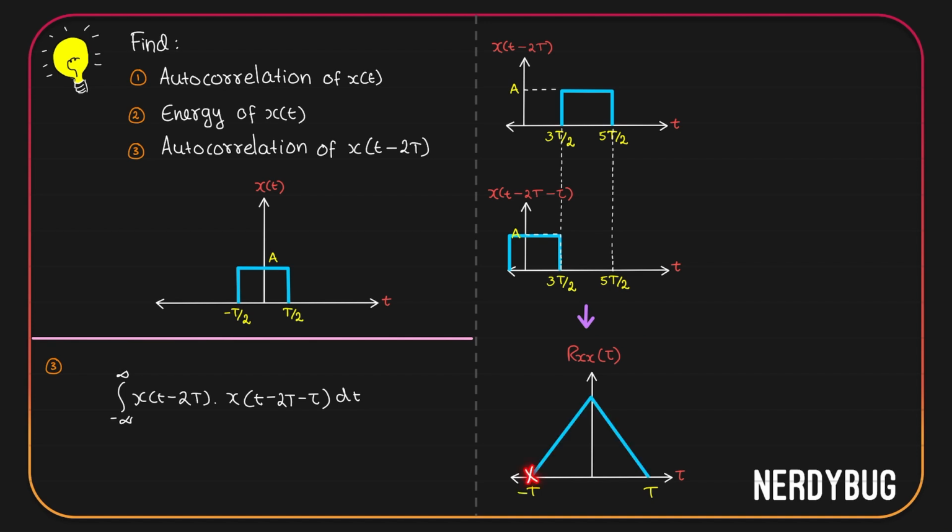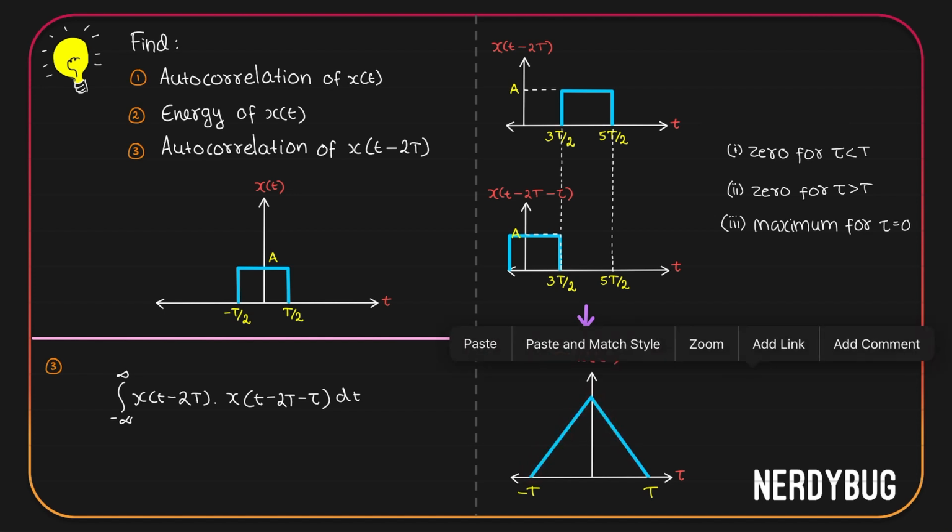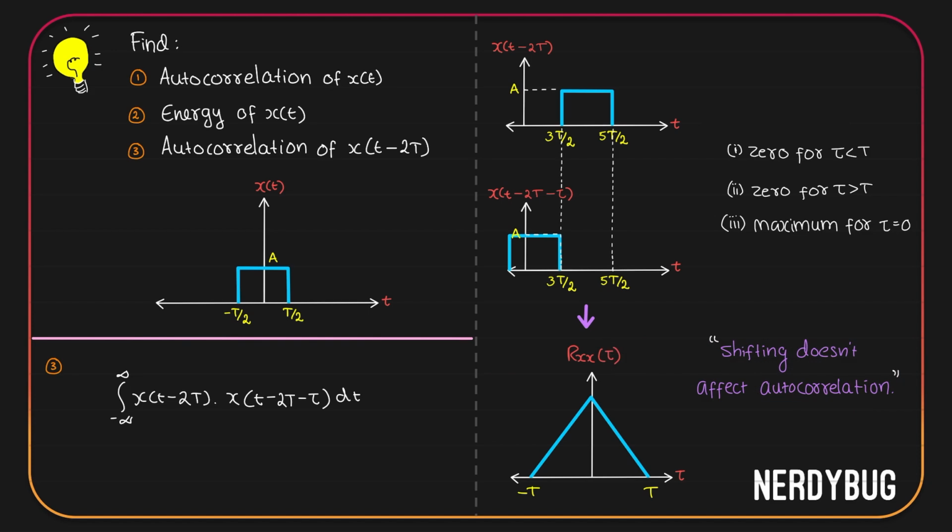The product was 0 until tau was minus T. Then it increased to the maximum until tau was equal to 0 and they completely overlapped. And then it decreased to 0 until tau was equal to T. Still 0 for tau less than minus T. It is still 0 for tau greater than T, and it is still maximum for tau equal to 0, and in between it is increasing and then decreasing. So what we can conclude from this exercise is that shifting of a function does not affect its autocorrelation.